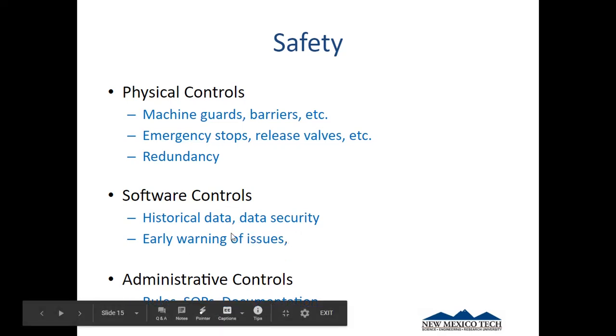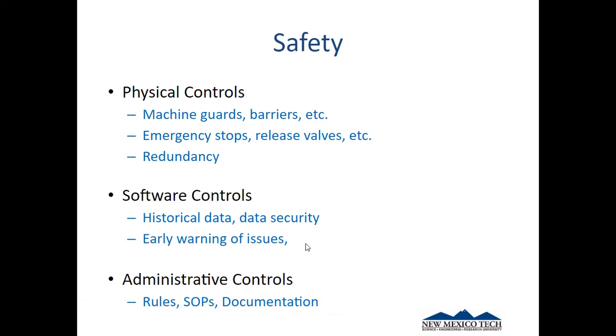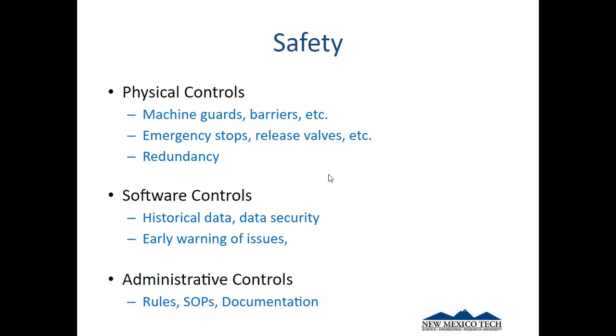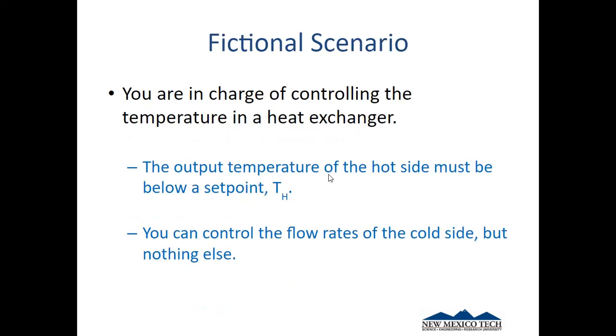Once again, I mentioned early warning issues. Is there anything we can find in software that's showing up? Also, there are administrative controls, and that's stuff like standard operating procedures and what needs to be documented and what rules are in place. Those are all things that you want to be looking at improving as well. So I'll just go through a real quick fictional example here.